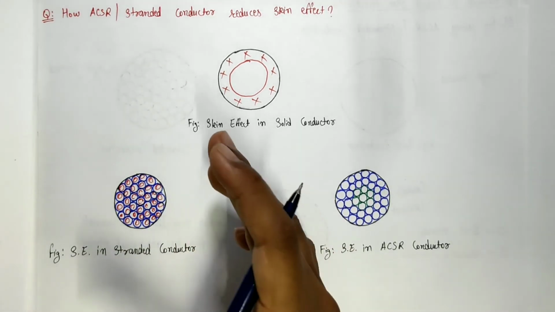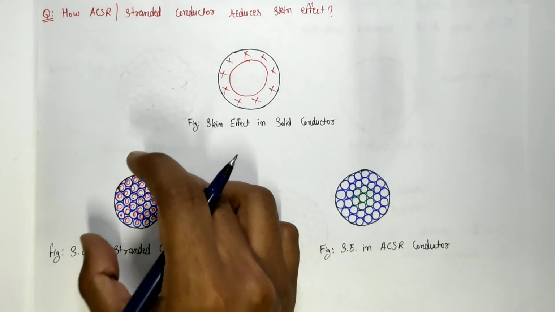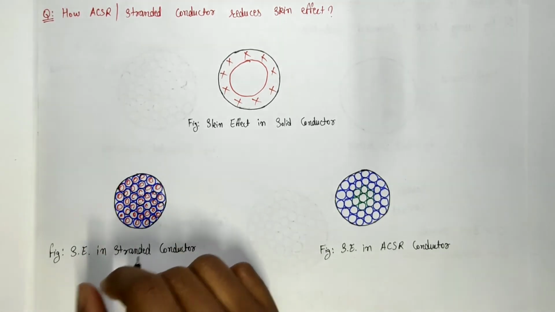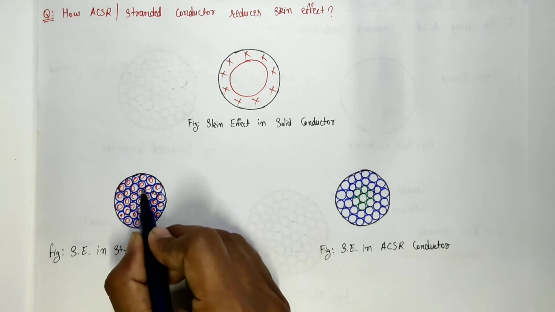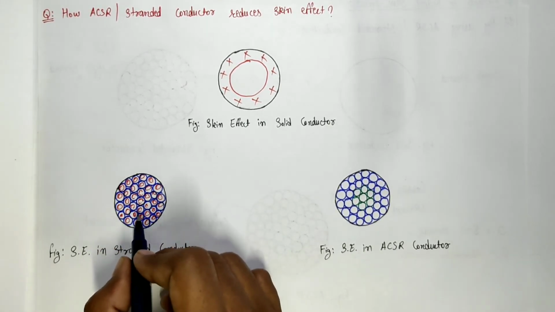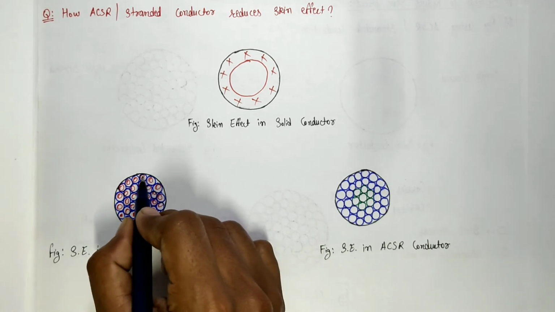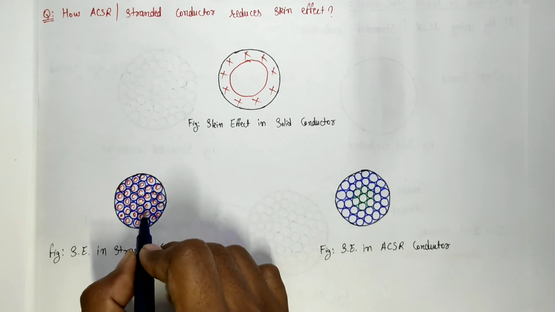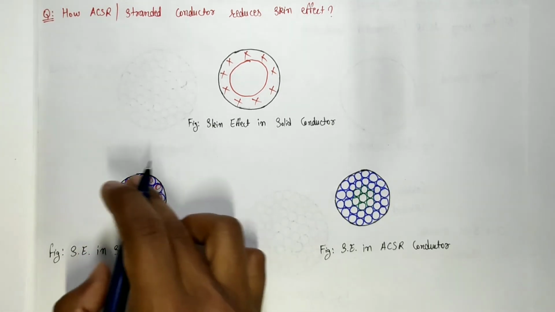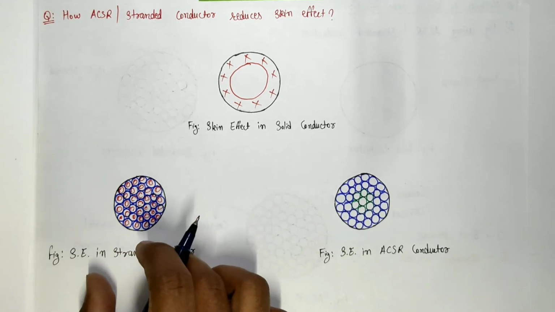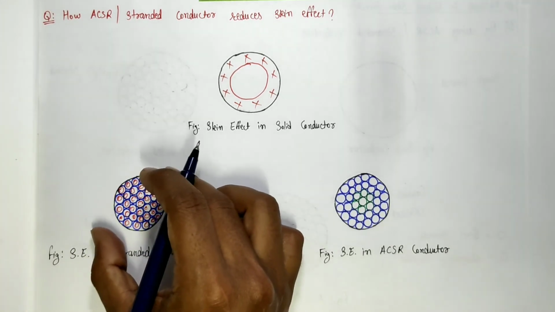So in case of stranded conductor, when current passes through the conductor, each and every strand will carry a very little amount of current, and therefore skin effect will occur in all of these strands. Now if you see closely, you will find that current is not only flowing through the surface of the conductor, but actually over the entire cross section of the conductor because of these small strands. So in case of stranded conductor, the effective cross-sectional area increases.